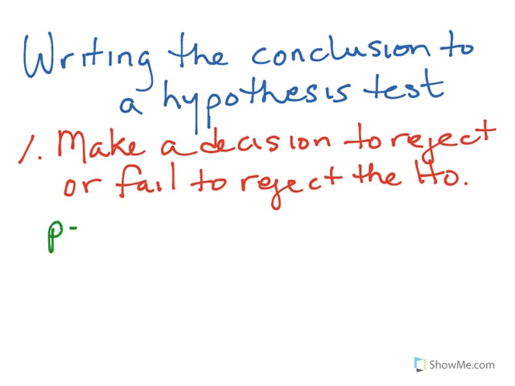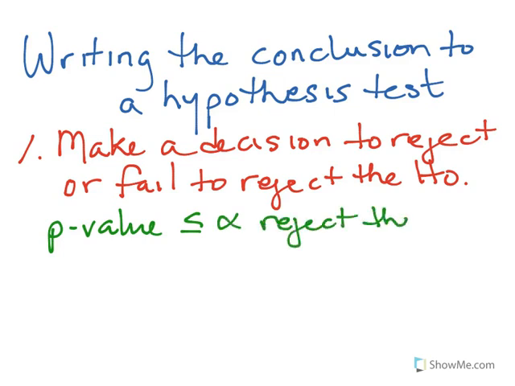Often we set a level of significance called alpha as a kind of fence post. If the p-value that we get from our test statistic is less than or equal to alpha, we're going to reject the null hypothesis. But if our p-value is greater than alpha, we're going to fail to reject it.